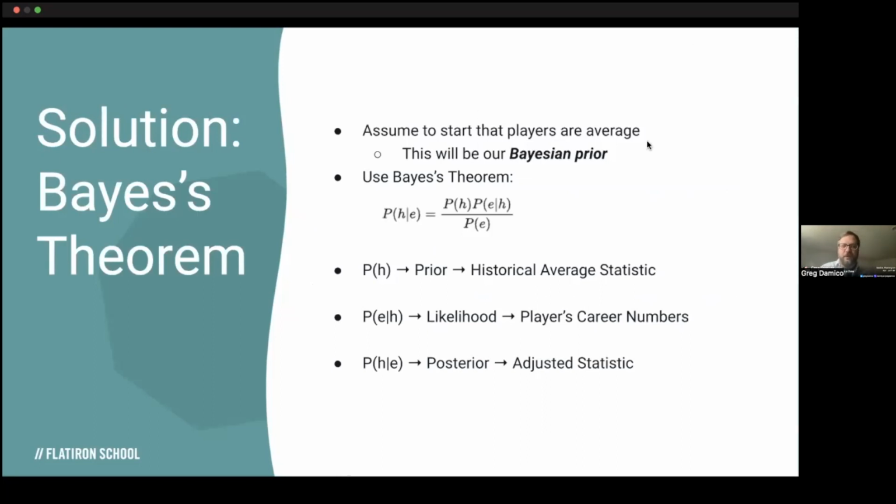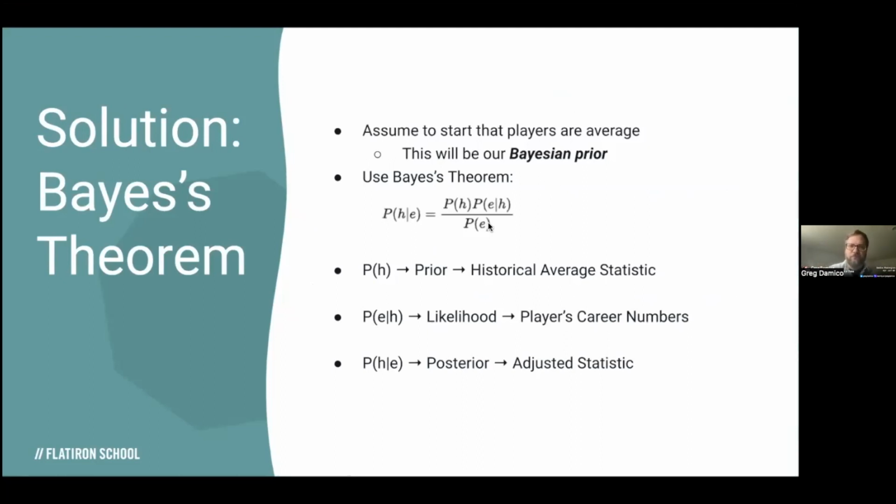Okay, so here's the idea. What we're going to do is assume, to start out, that each of our players is an average player. In the language of Bayesian reasoning, this is what's called our prior. And so we're going to use Bayes' theorem here.